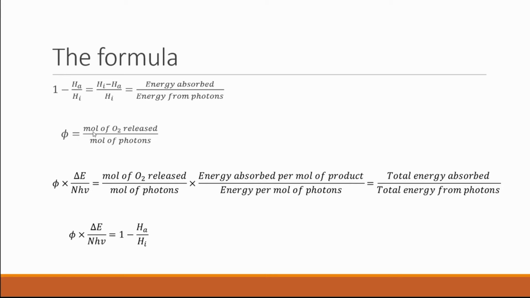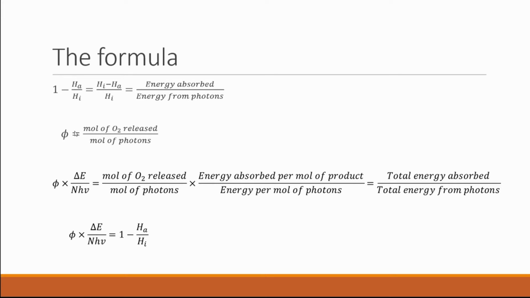Phi is equal to mole of O2 released over mole of photons. So when we say that phi is 0.1, for example, we're saying that the ratio is 1 over 10, right? Because 1 divided by 10 is 0.1. So we're saying that 1 oxygen is released for every 10 photons. So it refers to the ratio between those values. And this is what we're hoping to calculate because it will give us the answer to the quantum requirement, which I showed in the first slide.